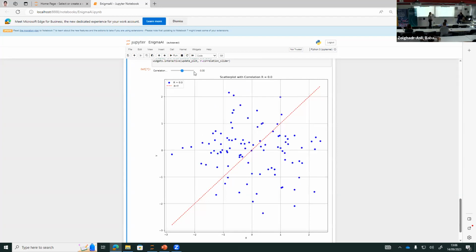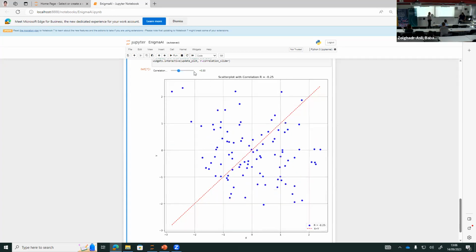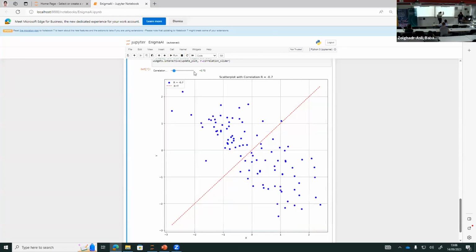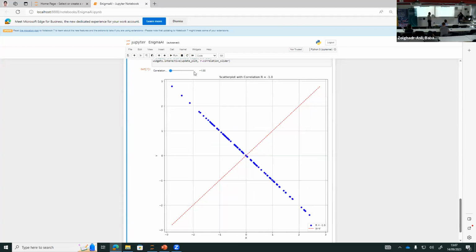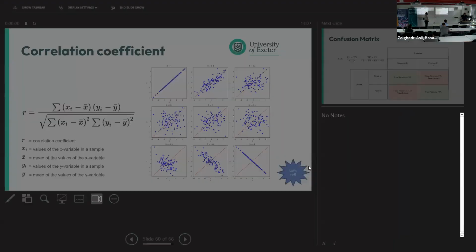For example, like this, I can see that there is no meaningful correlation between what I have predicted and what I have observed. And by getting reduced more and getting negative values, there is an inverse correlation between the predicted values and the observed values. At r equals -1, I have an ideal indirect correlation between these two values.